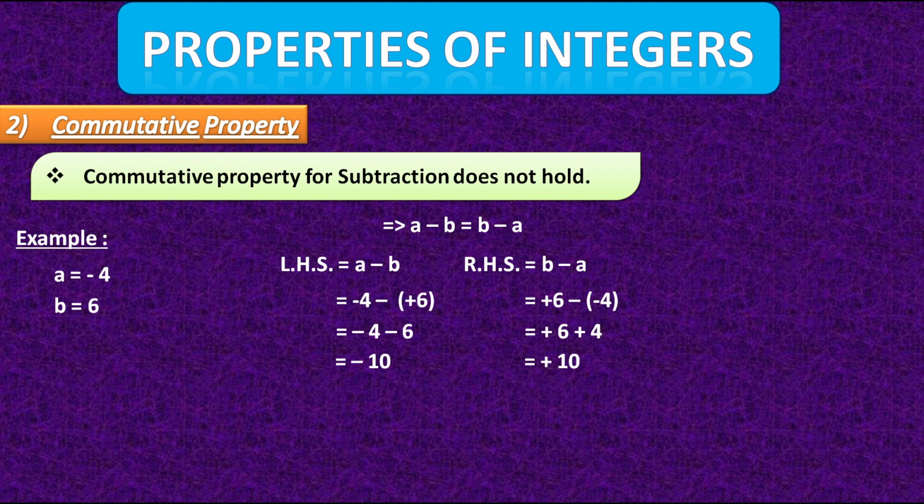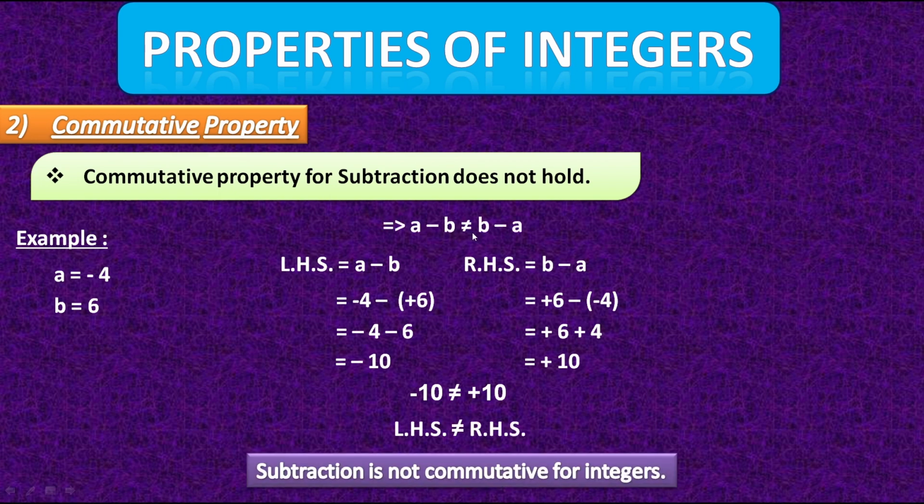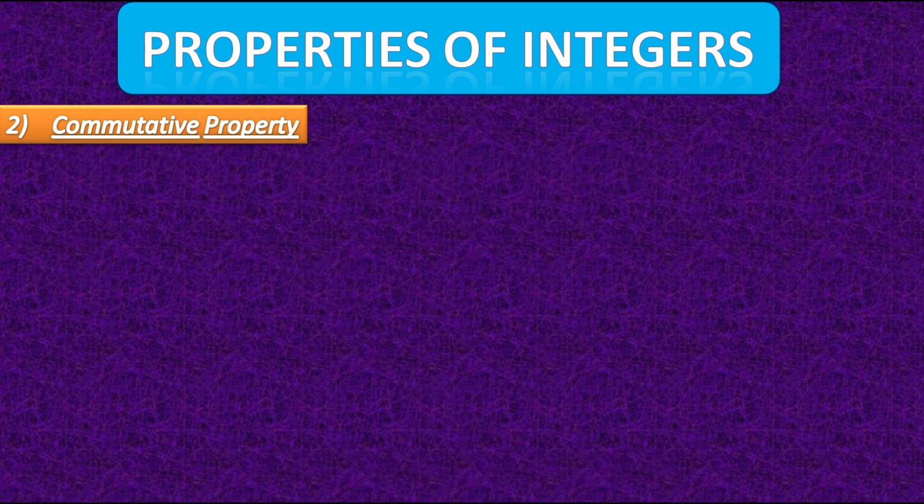But minus 10 is not equal to plus 10. Therefore, LHS is not equal to RHS. Therefore, a minus b is not equal to b minus a. That's why subtraction is not commutative for integers. Okay. Now let's check for multiplication.